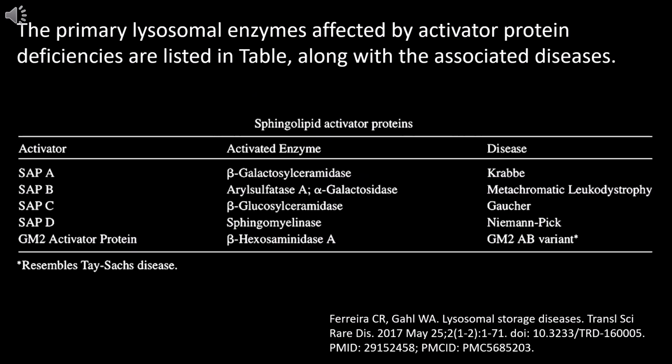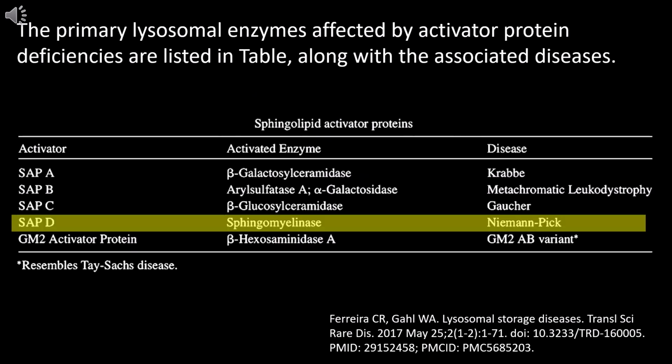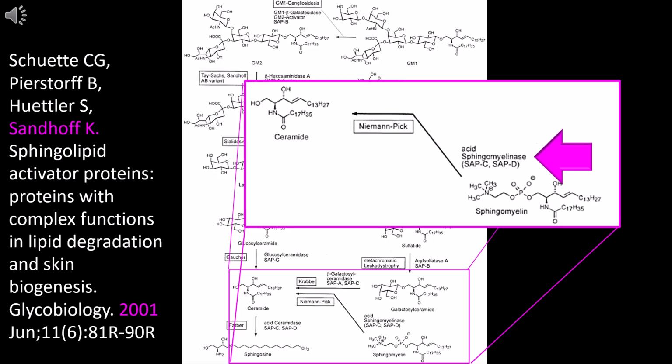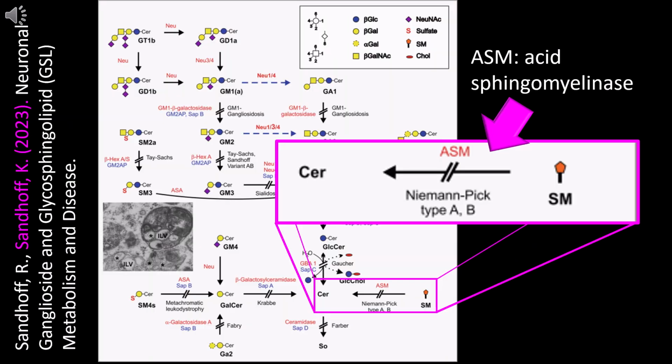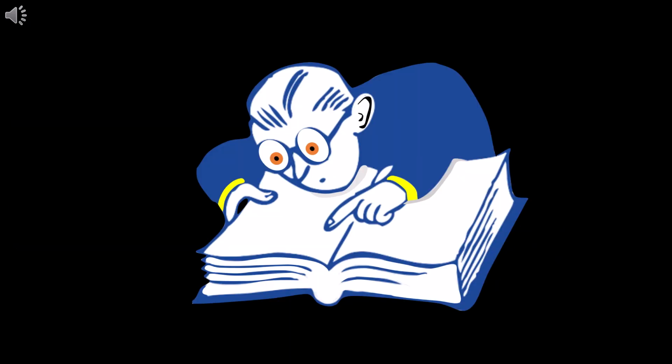Footnote: according to Dr. Ferreira, saposin D deficiency produces Niemann-Pick disease. But current literature does not support this assertion, because although past literature listed saposin D as an activator of sphingomyelinase, recent literature does not, as you will see in the next few frames. In 2001, a senior author listed SAPC and D as activators of sphingomyelinase activity. The same senior author did not mention these activators in 2006, nor in 2013, nor in 2023, nor have I found a case report of saposin D deficiency Niemann-Pick disease.